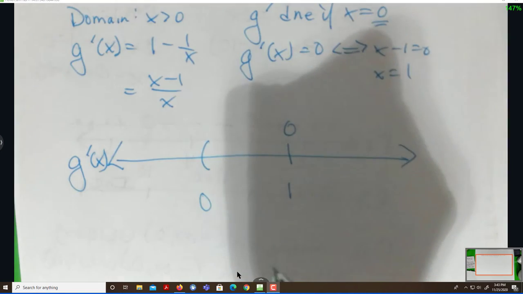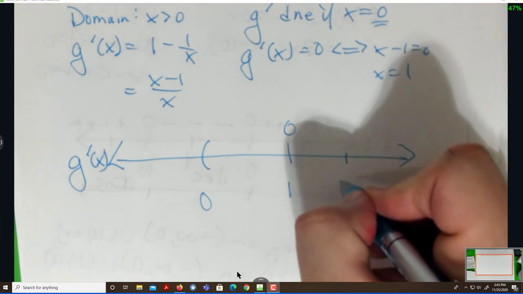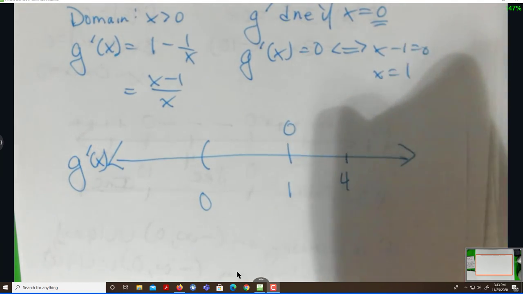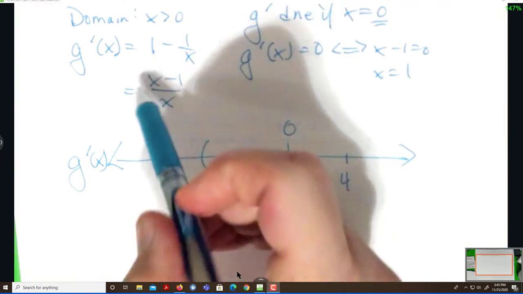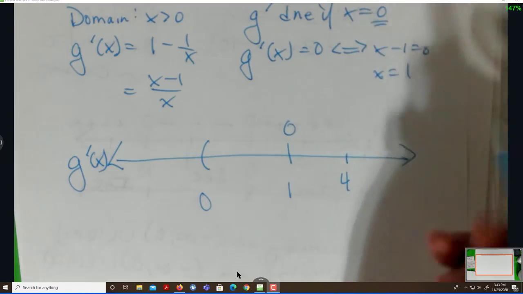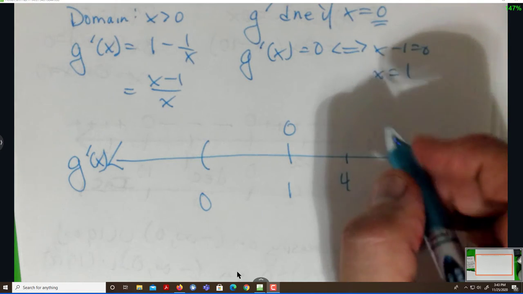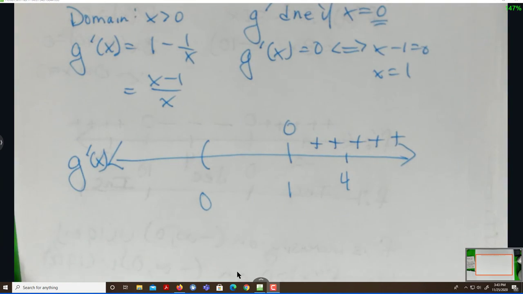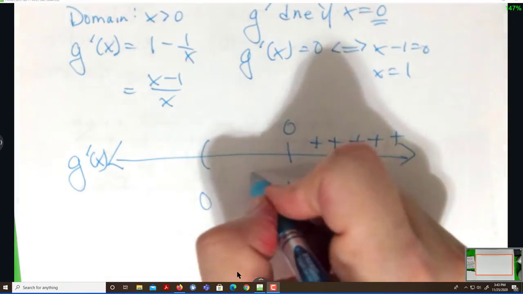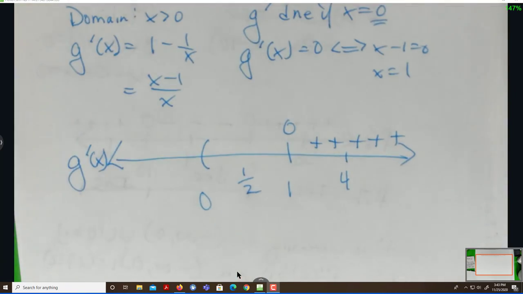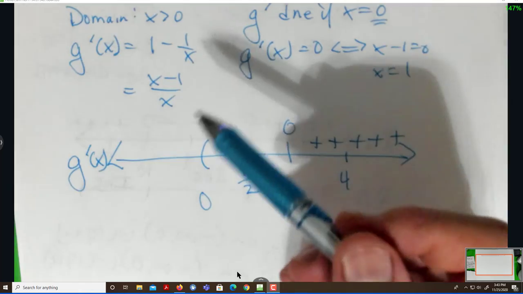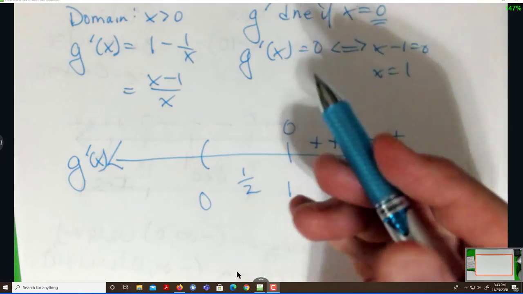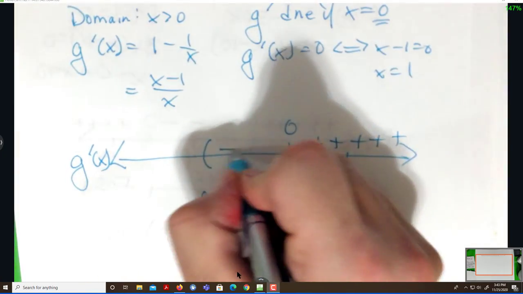Okay. Now let's go. I'm going to pick 4. Okay. 4 minus 1 is positive over 4. Positive. The quotient of two positives better be positive. So there's the interval of increase. How about 1/2? Okay, 1 over a half is 2. 1 minus 2 is negative.